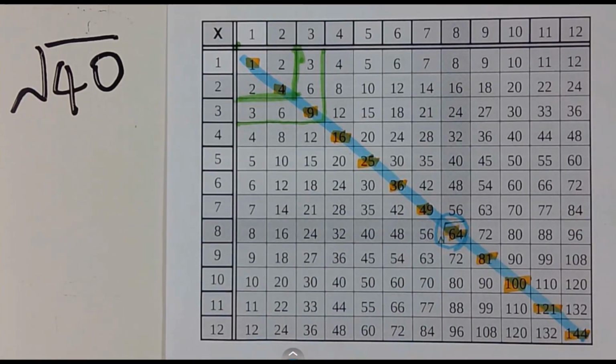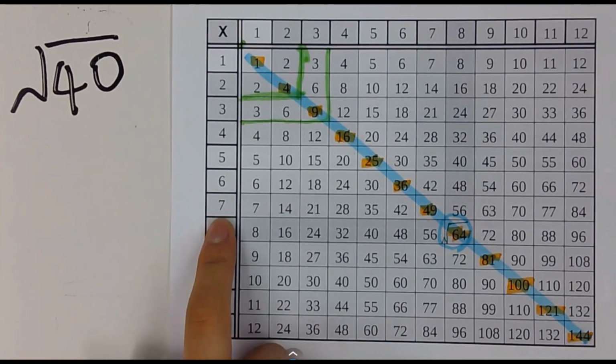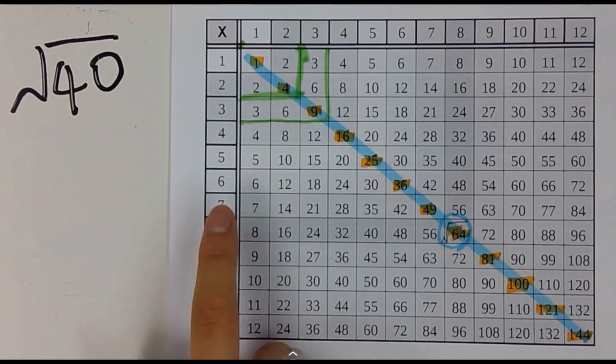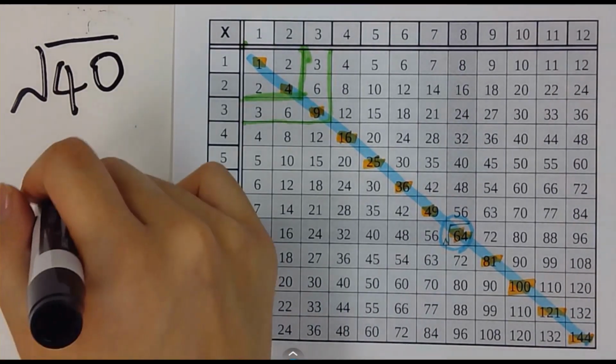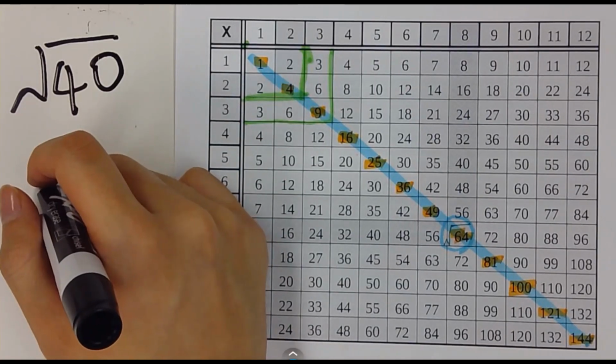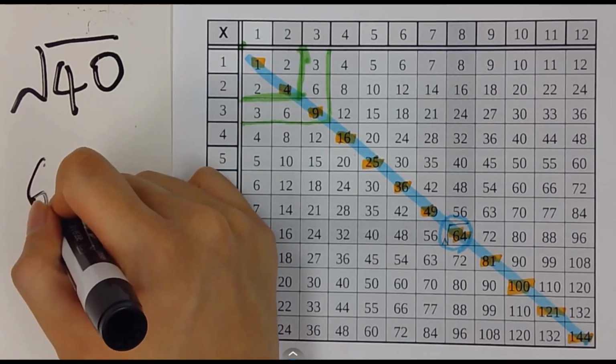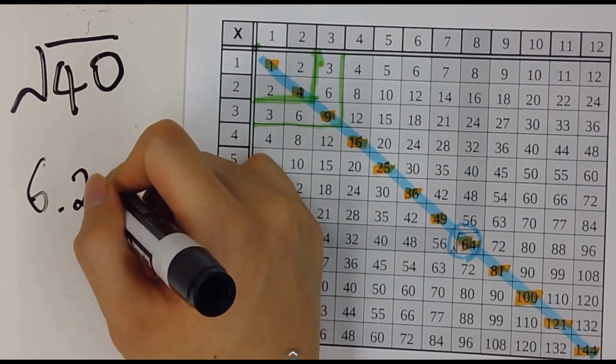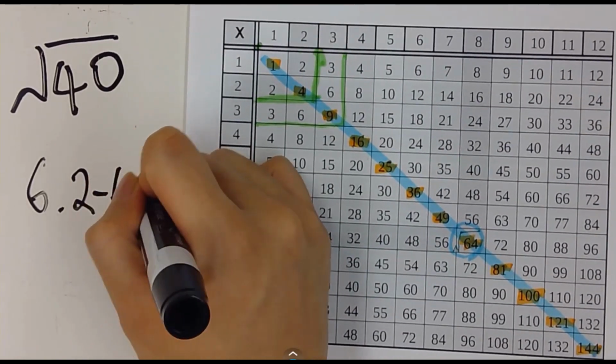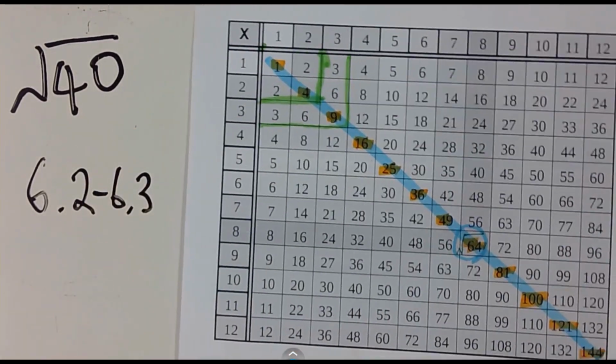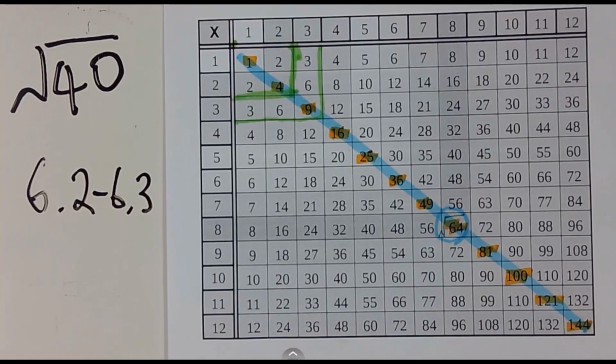We know then 40 needs to be closer to 6 than it is to 7. Then what's a reasonable estimate? Again, same as before, anywhere from 6.2 to 6.3 will be a good estimate of square root of 40.